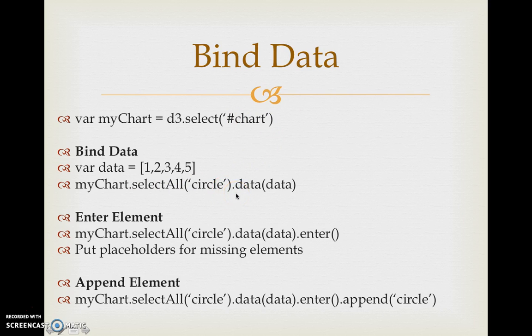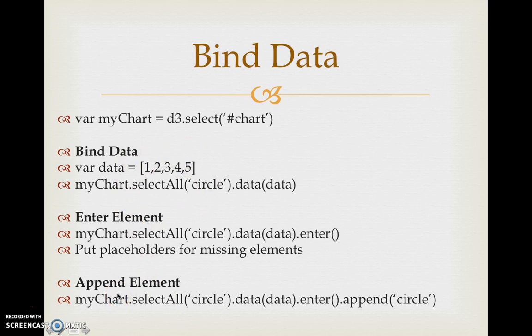So these three actually help us to create multiple circles if we want to have them. So the code will be enter. What enter does is that it's going to put placeholders for missing elements. So here, if we do enter, it actually places 5 placeholders under our SVG chart, since there are 5 elements inside our data.